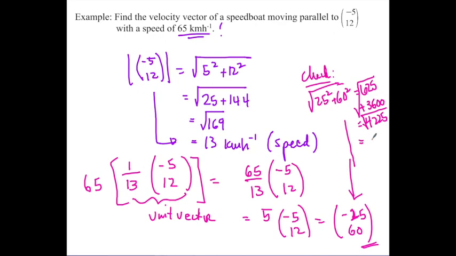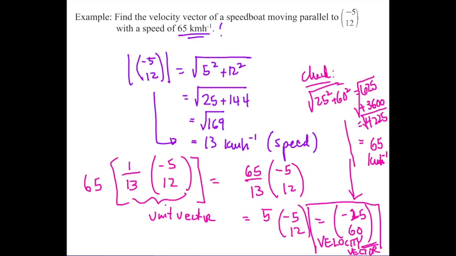And I know this is going to be 65. There you go. So we've found a vector that's going in the right direction. It's parallel to negative 5, 12 like we wanted, but now I've just scaled it up to the right size, so the magnitude is 65 kilometers per hour.